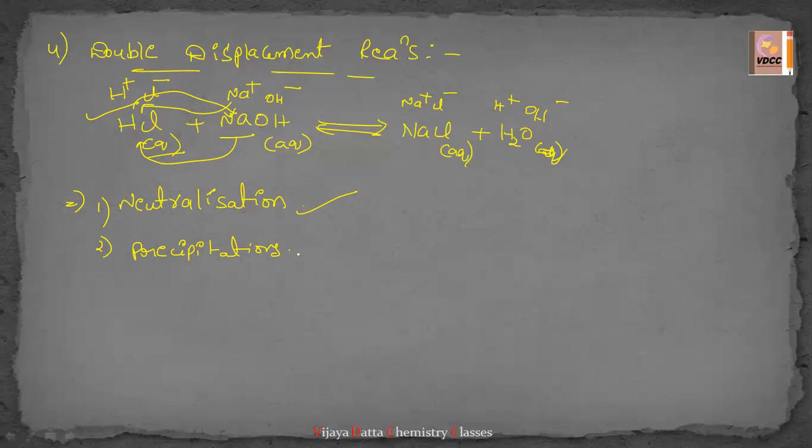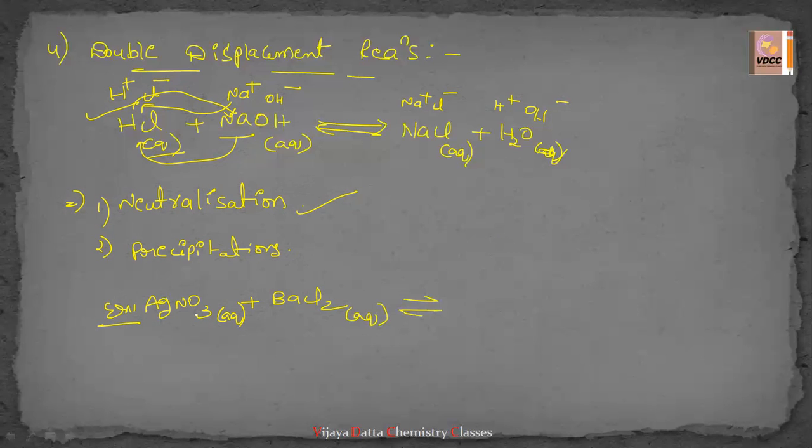Coming to the precipitation reactions. I'll take AgNO3, silver nitrate, reacting with barium chloride. Whatever AgNO3 I have taken is an aqueous solution, and BaCl2 is also an aqueous solution. Then the reaction will be reversible.